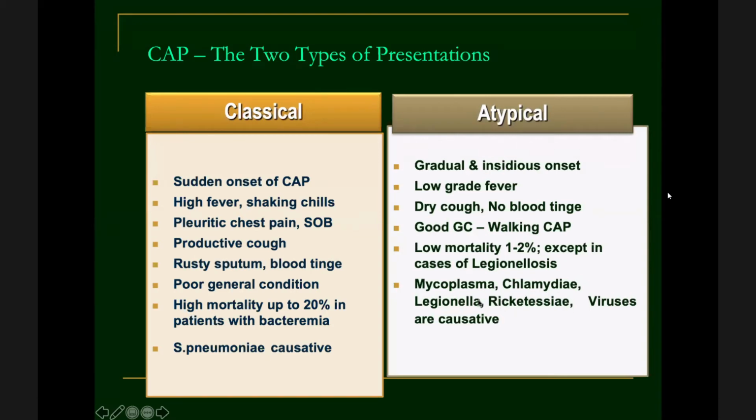So if pneumonia is there with high-grade fever, and COVID is negative in the present situation, then we have to send for scrub typhus, and we are getting a lot of patients with scrub typhus. That's a rickettsial fever. And then viruses are mainly the causative organism. So that's the atypical one that we have to think about.